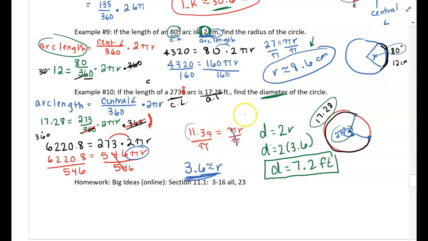But remember, the question didn't ask us to find the radius, it asked us to find the diameter. So to go from the radius to the diameter, we just multiply by 2, which means that our diameter has to be 7.2 feet.